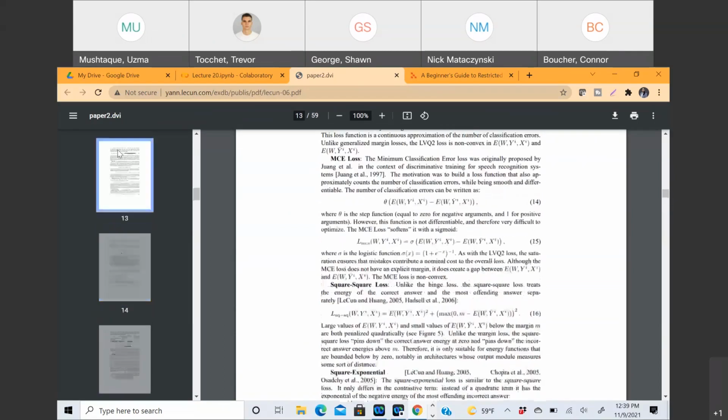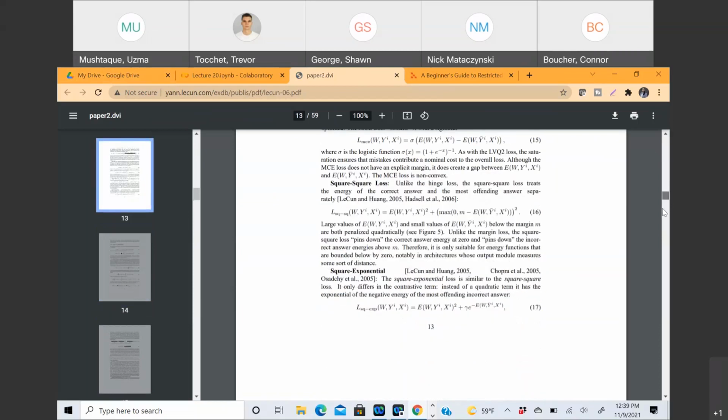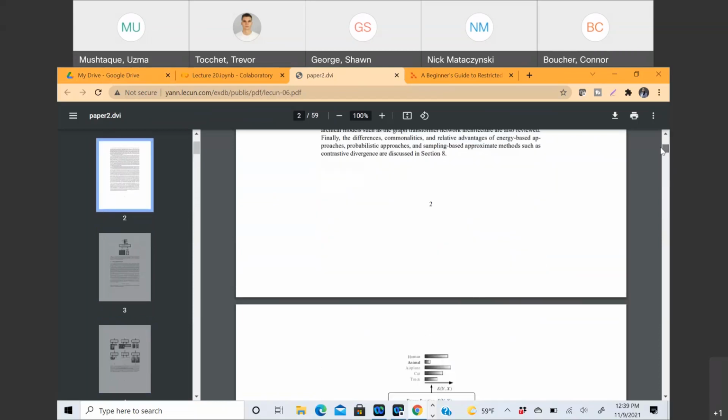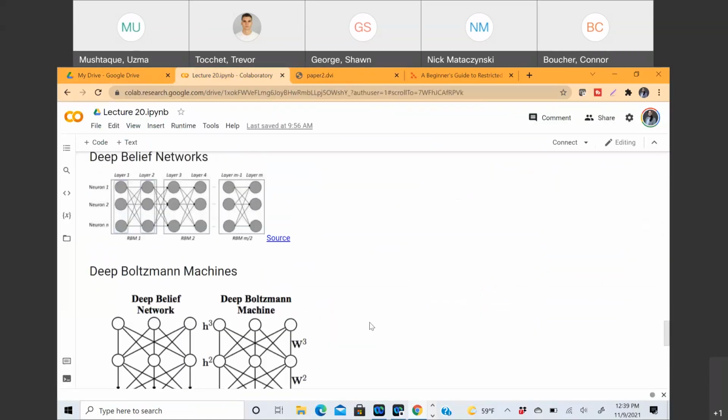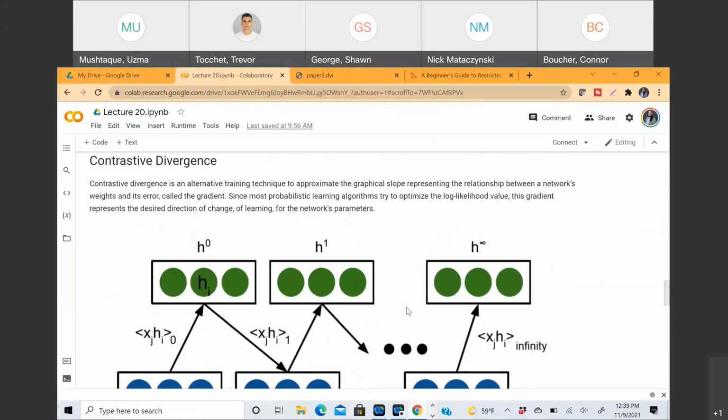Okay, anyways, as I said, it's less of a paper and more like a book, almost a chapter on this topic, Boltzmann machines. But coming back to contrastive divergence, yes, I think I talked about the reconstruction part.